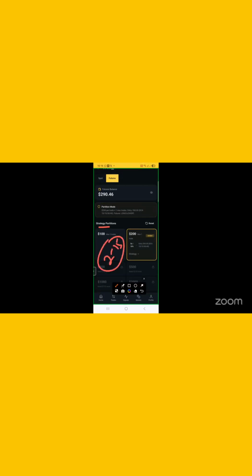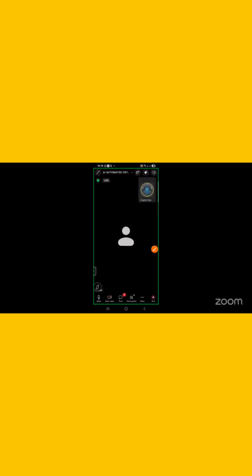So according to this one of 100, which gives me 2, and this one of 200, which gives me 1 trade at a go, which partition should I select? Because right now this 200 is selected. Should I continue with 200 or change to 100? Which one should I select right now? Let me see. People are very attentive to give me answers.